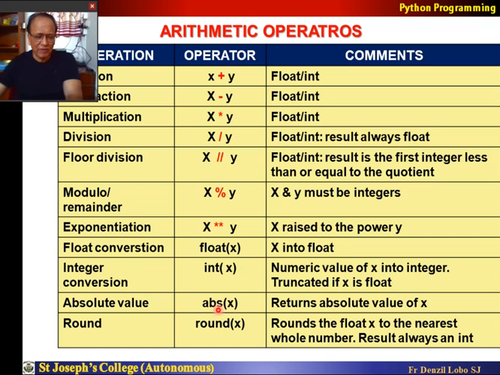Absolute value of x: if x is a negative number, it converts it into a positive number. And then round rounds the float x to the nearest whole number, and the result is always an integer. So these are some of the operators we are studying and we are going to use in our calculations.